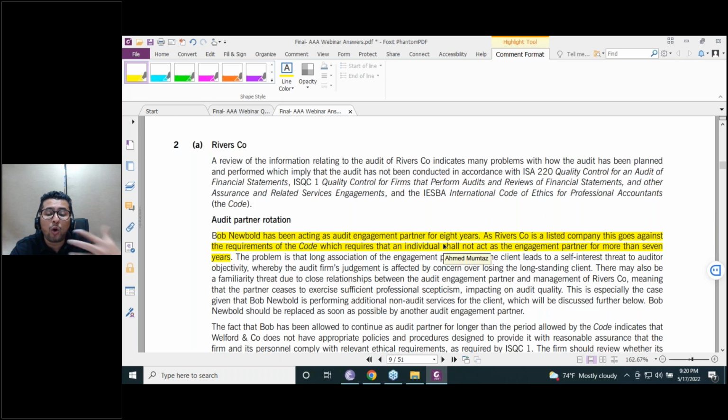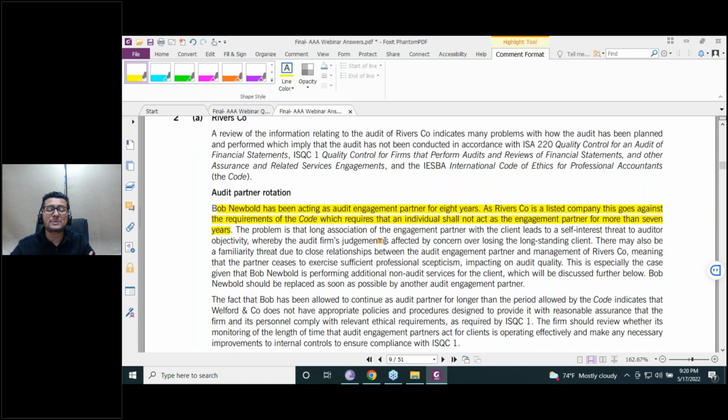So that was what the problem is. Now we have to explain why it is a problem. The problem is that long association of the engagement partner with the client leads to self-interest threat to the auditor's objectivity, where the audit firm's judgment is affected by concern over losing the long-standing client. So this is the problem. This is why. The problem is that this creates a self-interest threat. How does this create a self-interest threat?